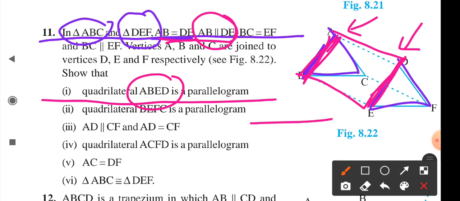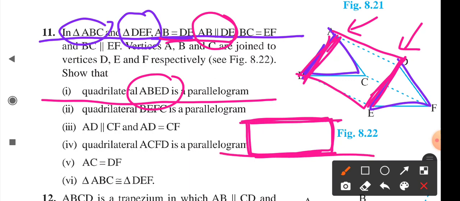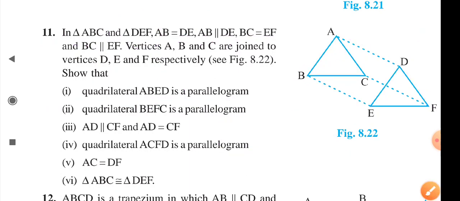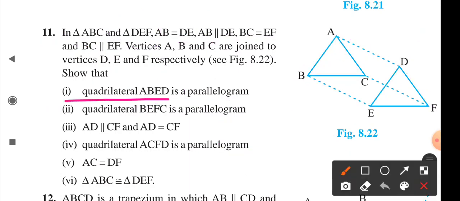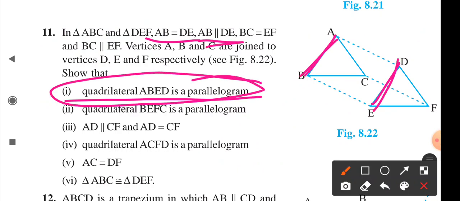If two sides are parallel and two sides are equal, we can say that it is a parallelogram. There is no other part you have to prove. You can directly write that it is a parallelogram because one side is parallel to the second side and one side is equal to the second side. So if you have to prove the first part, you will write that AB is equal to DE and AB is parallel to DE. Hence you can directly say that ABED is a parallelogram.